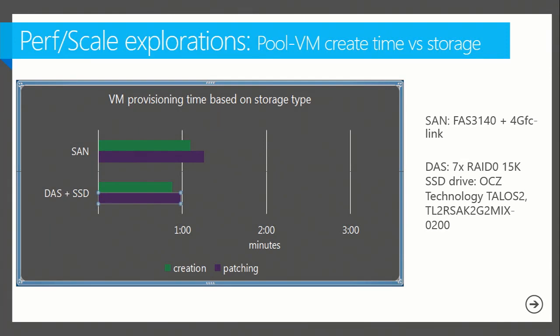In terms of creation time versus storage type, we compared just the DAS with SSD, 7 pretty fast 15K disks in RAID 0 with a single SSD, versus SAN. And we were just excited to see that it was comparable. In the real world, obviously, you would use RAID 10, so you would need a bit more storage for this, but it's a neat curve to look at.